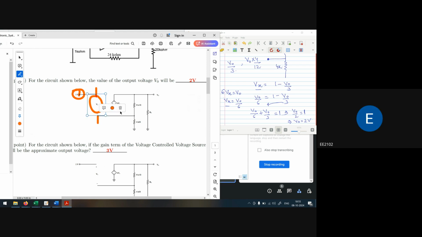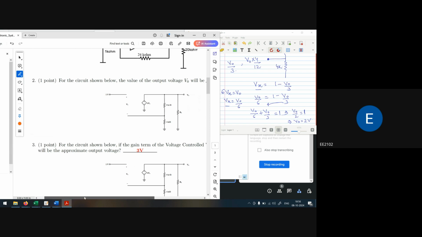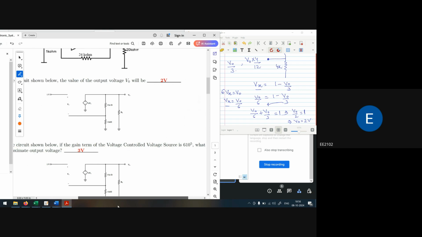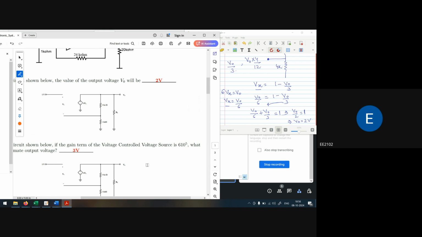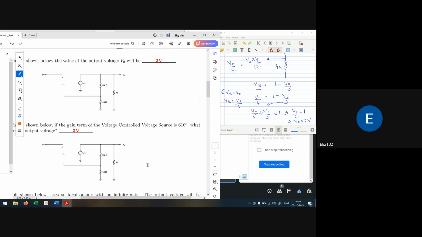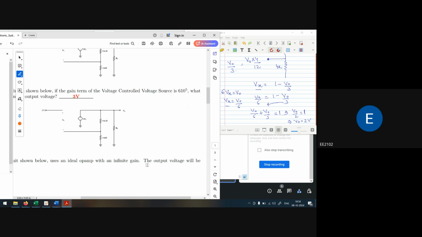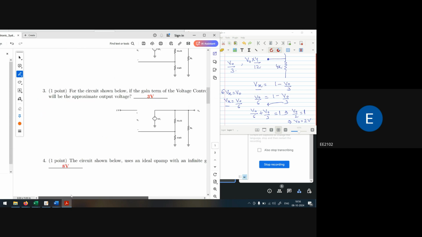Similarly, you can solve the third one also. Okay, just write the third one.